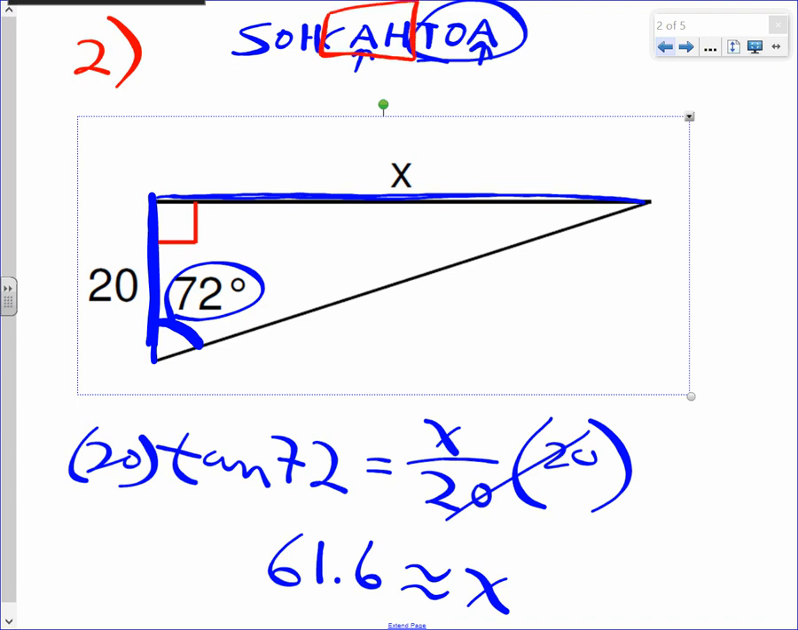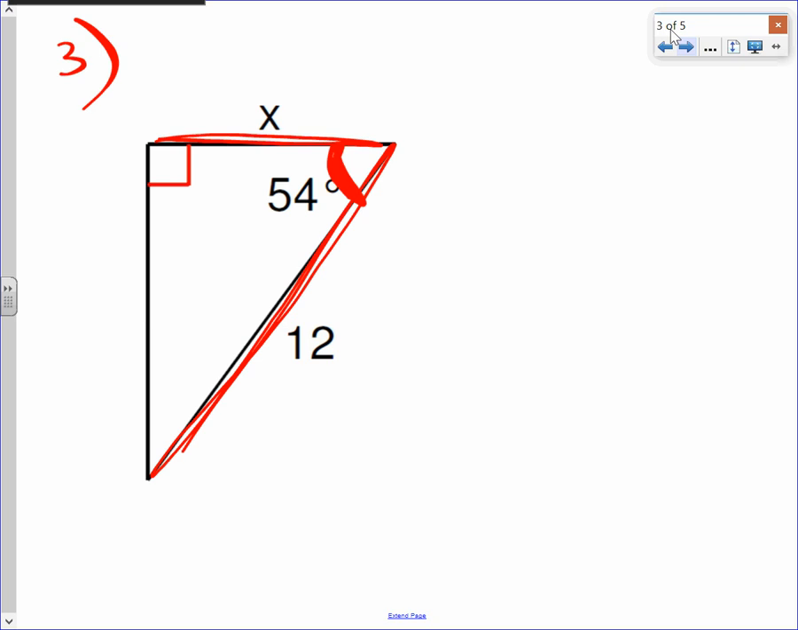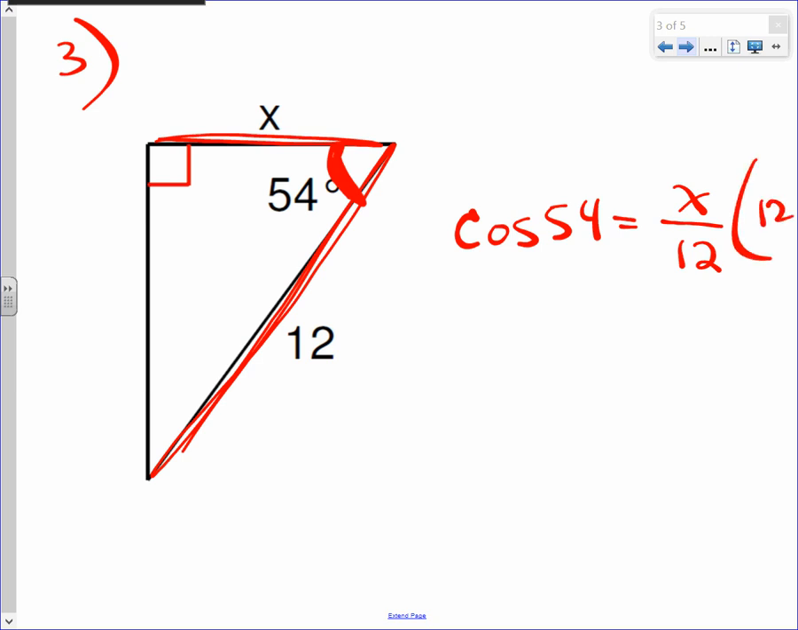Cosine. Here we go. Let's set up the equation now. Cosine 54, I'm abbreviating, is adjacent, which is x, over hypotenuse, which is 12. Simple as that. Let's get x by itself. We'll multiply both sides by 12. So to the nearest tenth, x is approximately, somebody type that for me? 7.1.